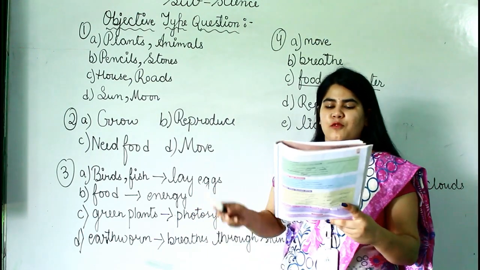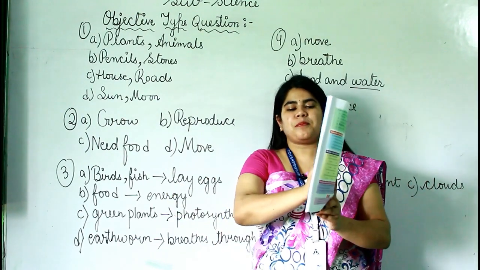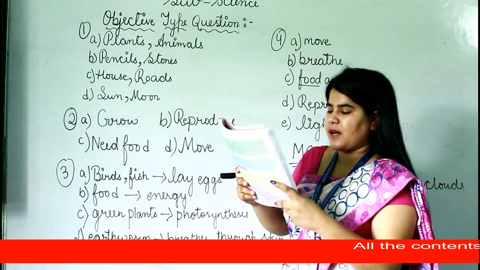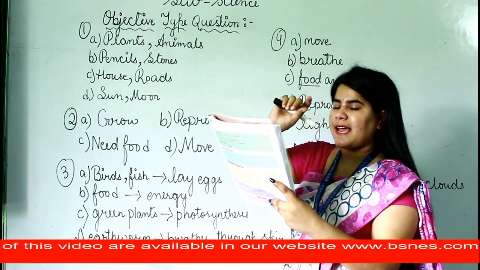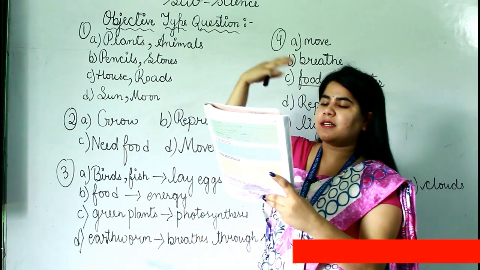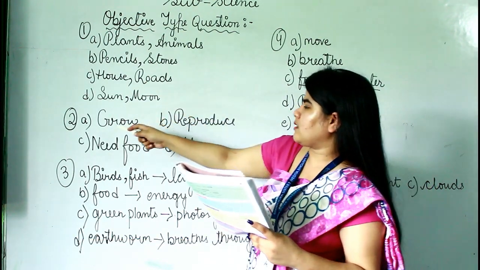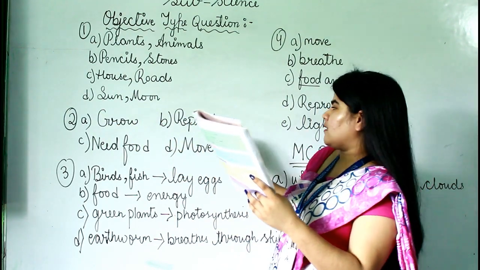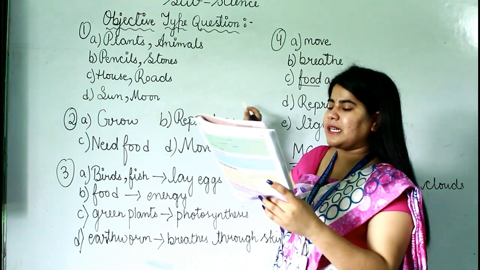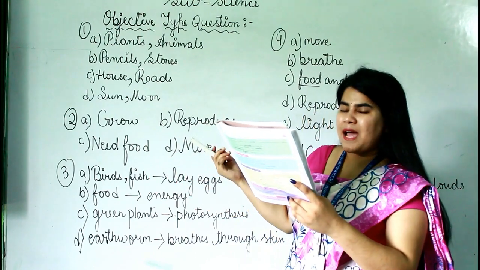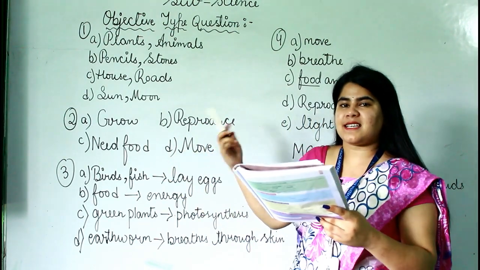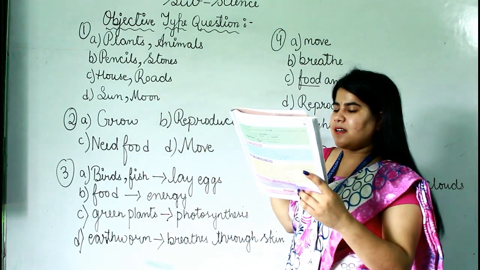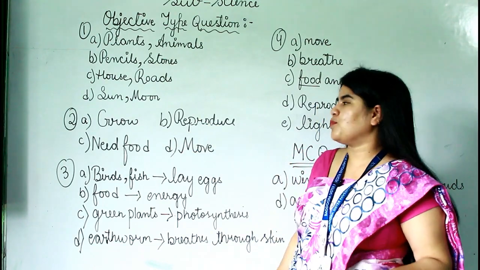Question number 2 is, which feature of living things does each picture depict? Means all these pictures, what do they show? Okay, first one. In the first picture, one egg is given and it has hatched, then it has turned into a big hen, right? So the first one will be grow, G-R-O-W. Second one is reproduce. Third, two animals are eating food, so they need food, as I said that living things need food. So C is need food, and D is M-O-V-E, move.